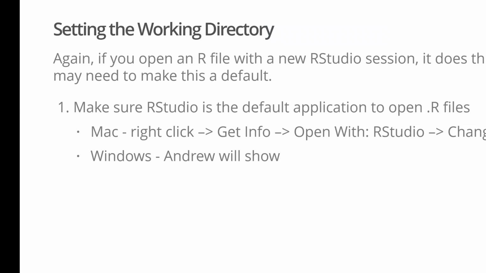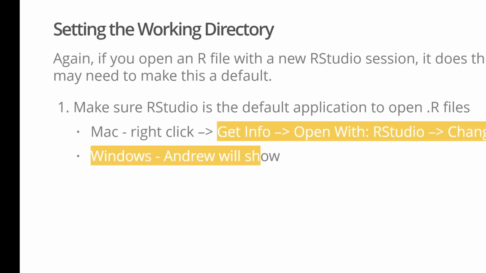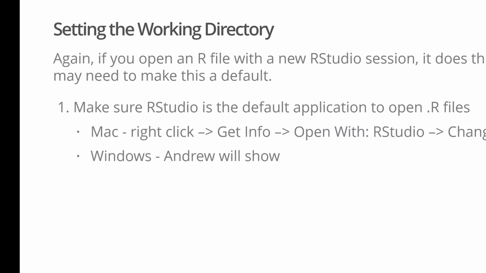And so with RStudio being the default to open things, you should always get it opened. If you open an R file within a new RStudio session, it should automatically set the working directory. In order to set RStudio to open R scripts, hopefully it does it for you the first time you install it. On a Mac, you have to right click, get info, and open with RStudio, and then change all, so it does it for all files.